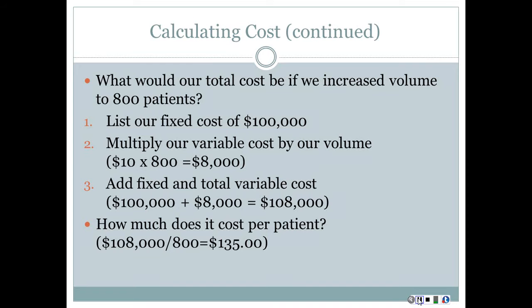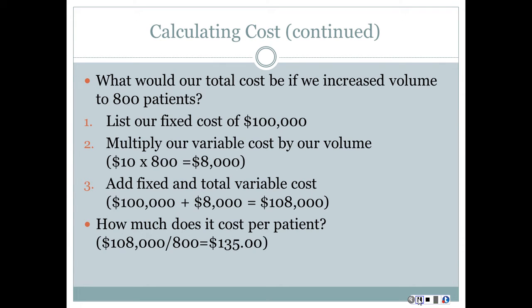Well, let's say that our volume increases to 800 patients. Then what would our total cost be? Well, again, we just list our fixed costs of $100,000. We calculate our variable costs by taking the $10 per patient times our 800 patients, and we come up with $8,000. We add those two together, and we see that the total cost is $108,000.